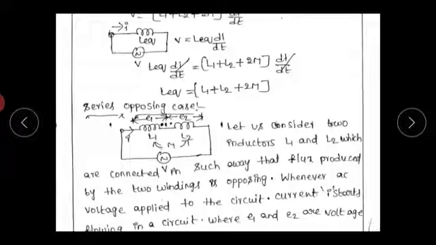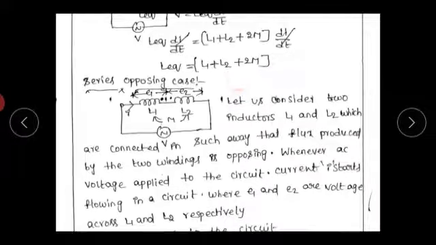So next, series opposing connection. Okay, here at the dot marks, we see the currents entering into the coil. In the first inductor, a dot mark is there, but the current enters the coil from the second end. Next, in the second inductor a dot mark is there, and the current enters the coil from the first end. So this connection is called series opposing connection.